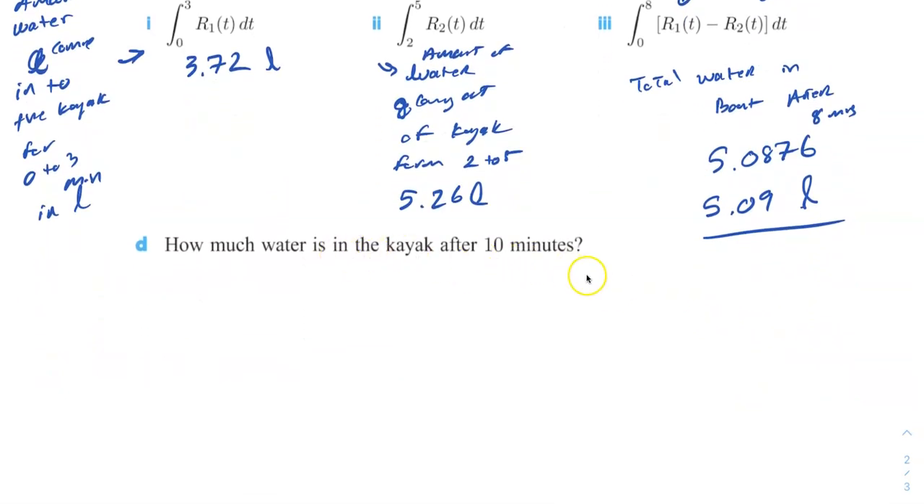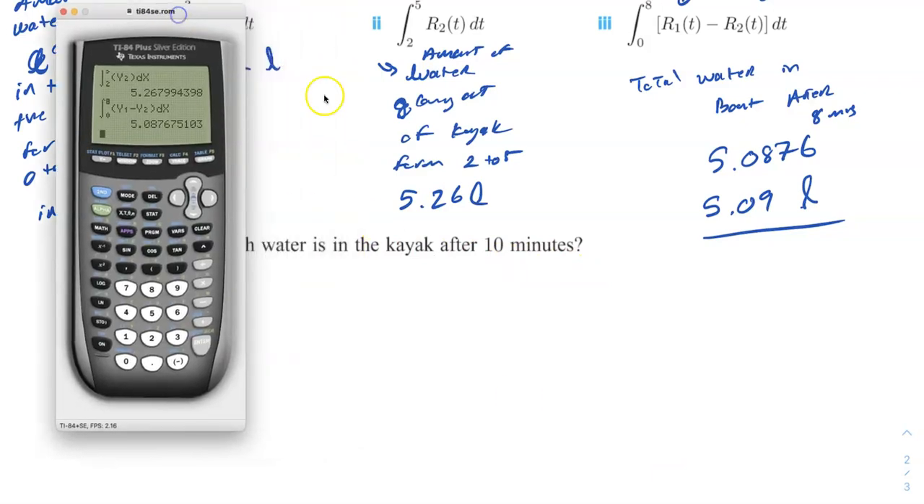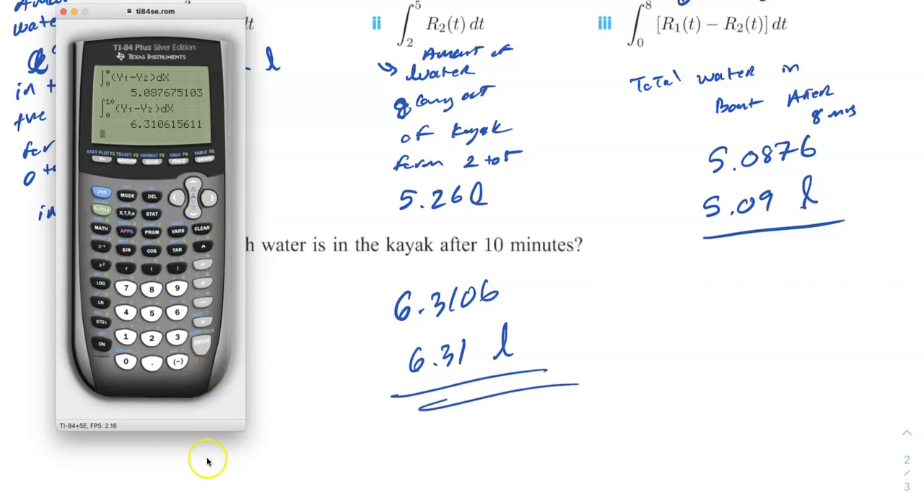How much water is in the kayak after 10 minutes? Well, again, since they're giving us, we're going to integrate, so we're just going to change the limits from 0 to 8 to 0 to 10. So let's go up here, click that, and select 0 to 10. And we get 6.3106. So about 6.31 liters. It looks like we're fighting a losing battle here. Anyway, that's a lesson.